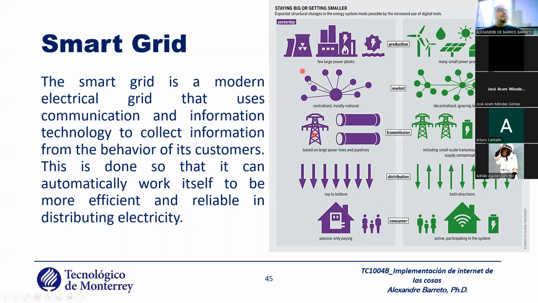This picture here, on the left, represents the old electricity industry. You have a few large power plants that send electricity to the houses, using a lot of pipelines and infrastructure, and the flow of electricity is all the time from the power plant to the house.